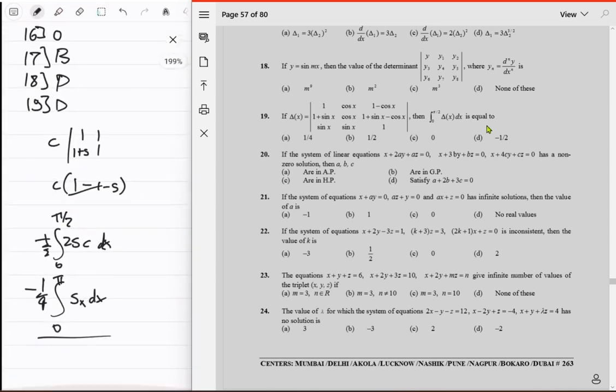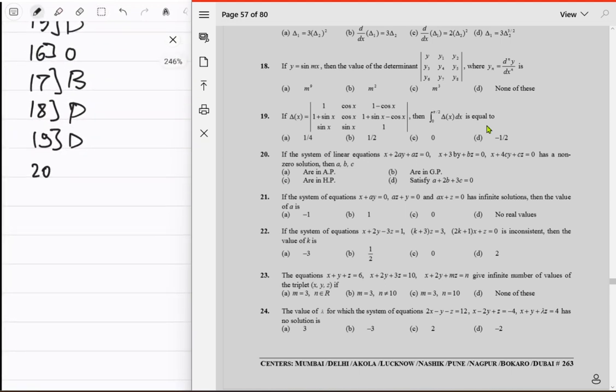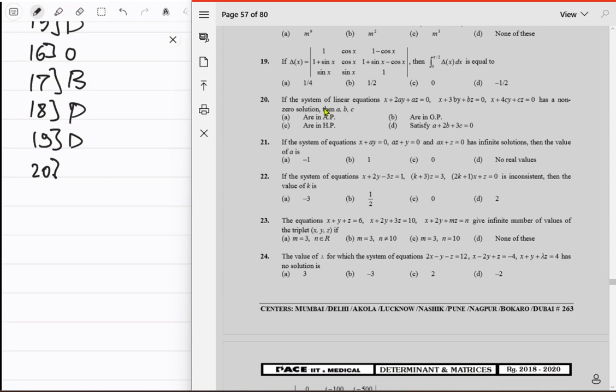20. I know I'm slow right now. I have not done anything for almost a week now. So yes, I'm very slow. I know that, right? It's a system of linear equations. This has a non-zero solution and a, b, c are real. This has a non-zero solution.